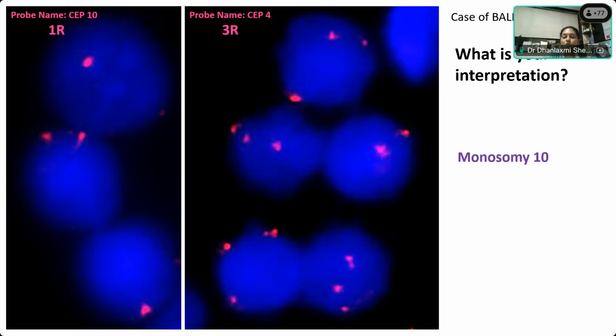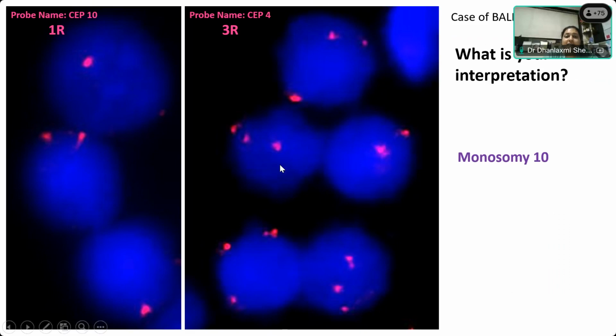Okay, this image represents monosomy 10. We should have two copies of chromosome 10. This is a centromeric probe and it is deleted, so what we would interpret is monosomy 10 for this image. Now coming to the next image.